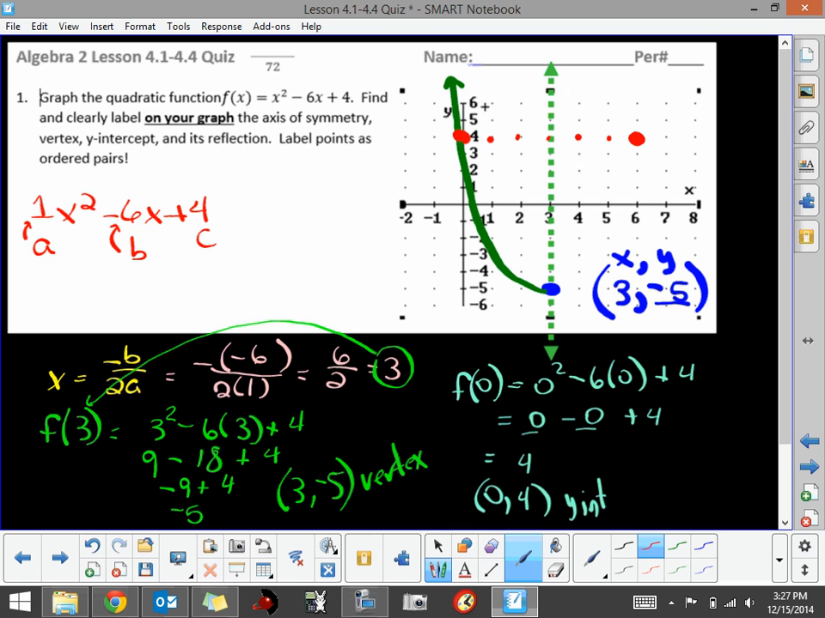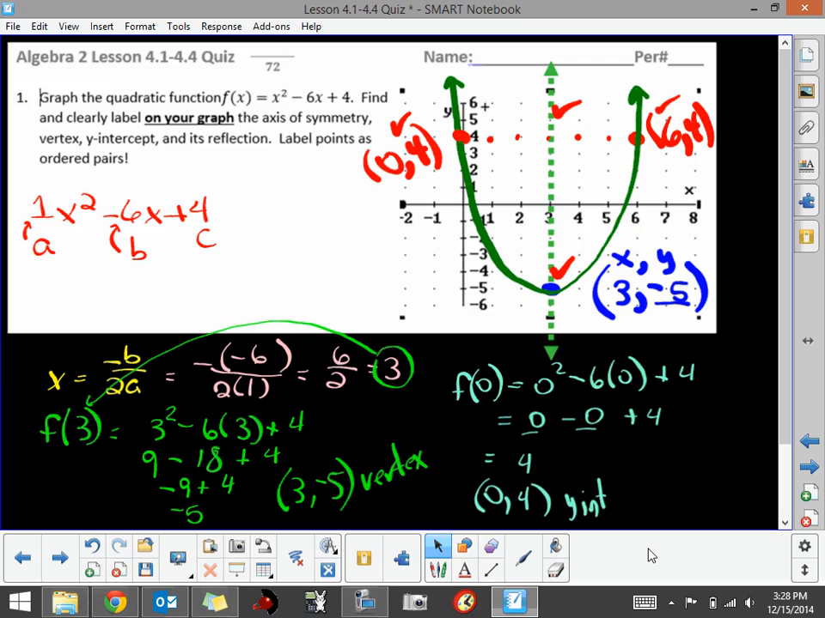So now I have an ordered pair 6, 4, which is the reflected point, and it also gives me the other half of my graph. So that gives me a pretty good indication of what the shape of that graph looks like. Okay, so I've got my ordered pairs on there. I'd like to just put it on the graph as well. This y-intercept is 0, 4. So we got the y-intercept, the vertex, its reflected point, and the axis of symmetry on our graph. Check, check, check. Everything's done. That's the requirements for those types of problems.